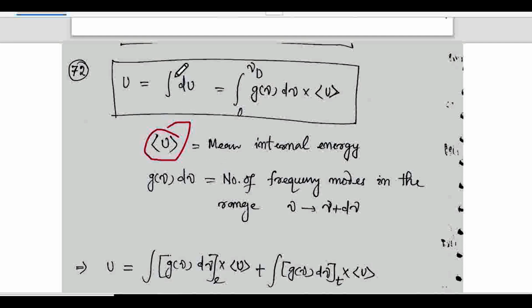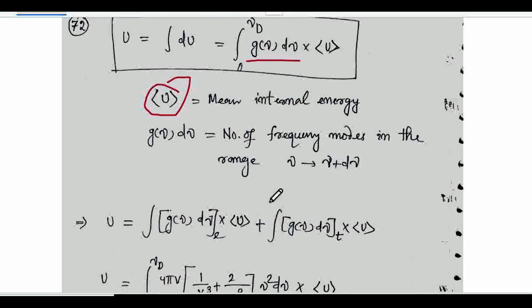Okay, so you integrate du from 0 to nu d, where nu d is the Debye frequency, and g(nu) d nu multiplies this mean internal energy, where g(nu) d nu is known as the number of frequency modes in the range nu to nu plus d nu. Actually we need to find the number of states, then we can multiply the mean internal energy with that number of modes, and then you will get the total internal energy of the system.